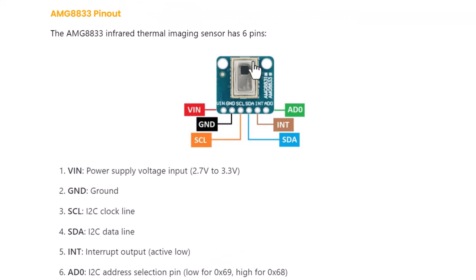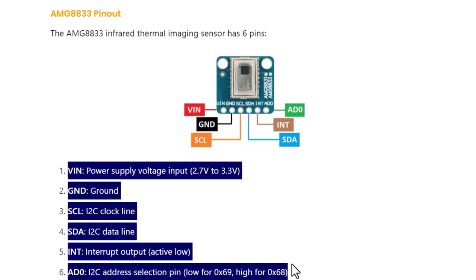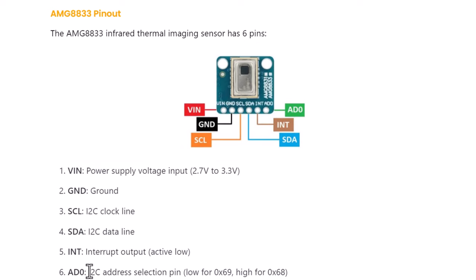The sensor has 6 pins and only 4 pins are used for interfacing with the microcontroller. The interrupt pin is only used in some cases and the AD0 pin is used to set the I2C address.